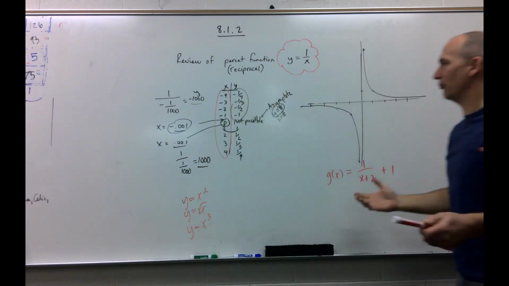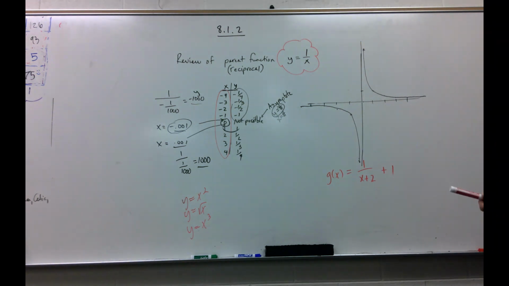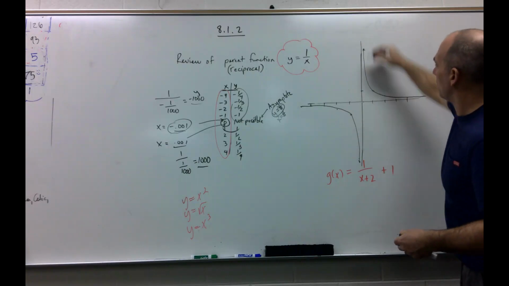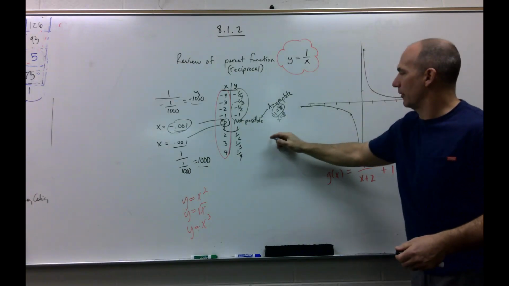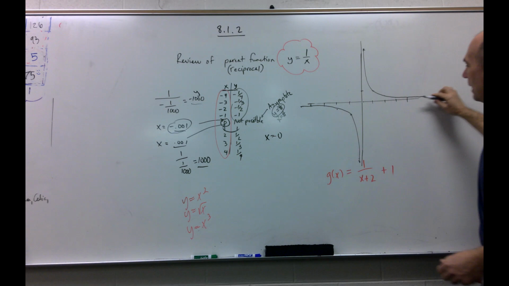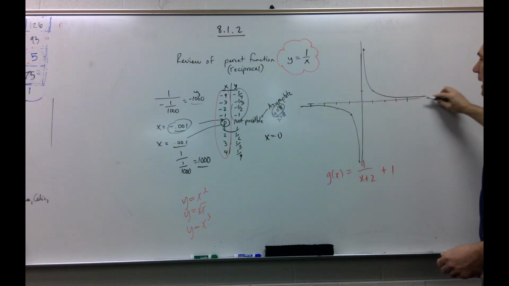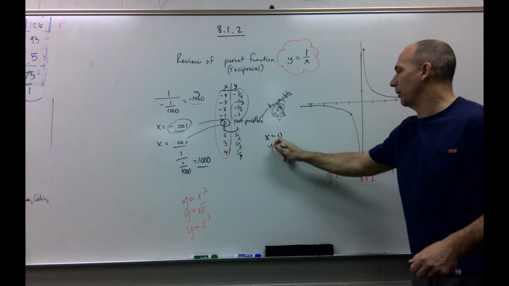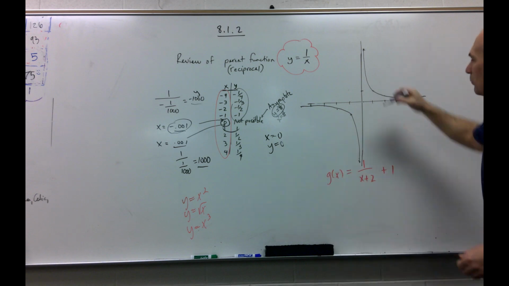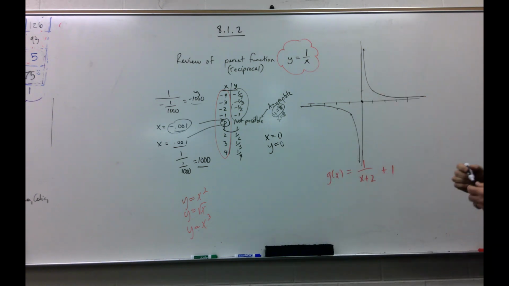So the question is, where are the asymptotes? Well, for this one, it would definitely be my y-axis. So that would be x equals 0, and it would definitely be my x-axis. So that's y equals 0. So with that in mind, this is kind of like the center of the whole drawing.